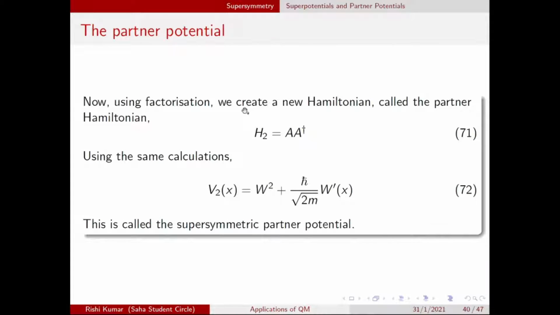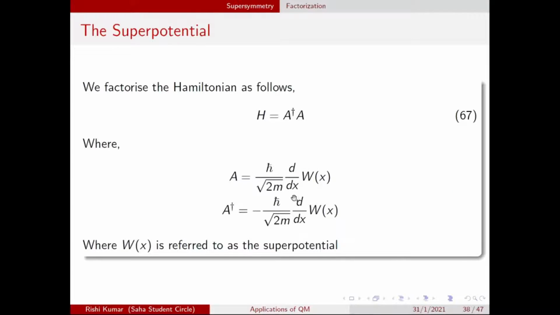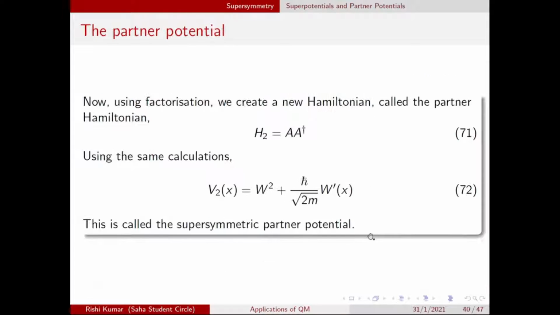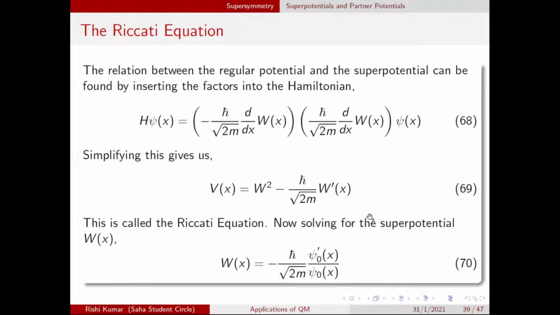Okay, so the same equations right here. So we calculate V2(x), which is essentially, if we see here, W squared minus this term here. Here it is just W squared plus this term here. Okay, so this is called a supersymmetric partner potential of V(x).